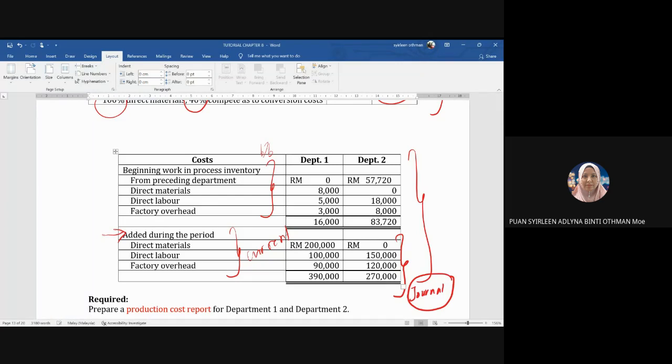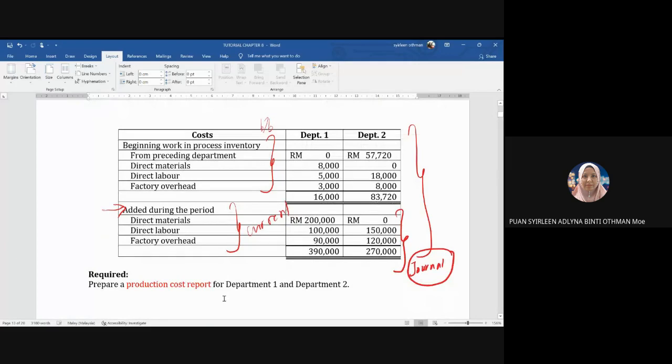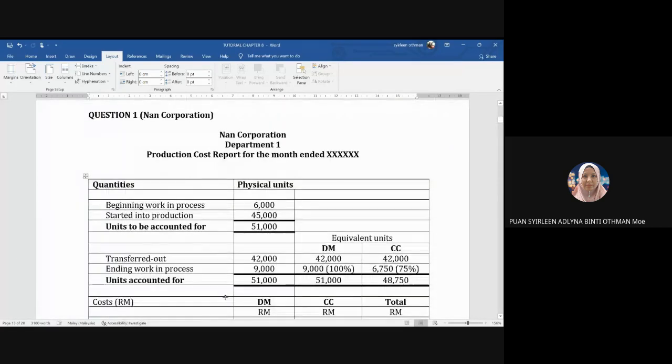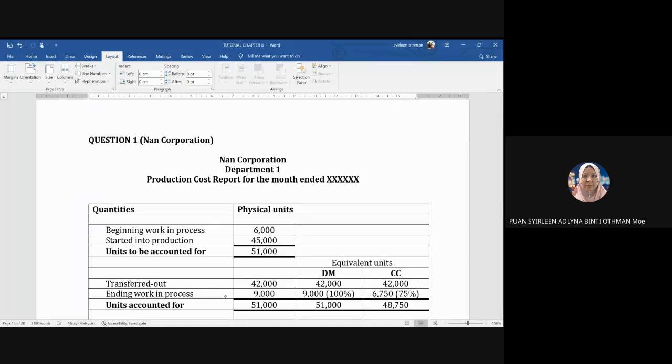Added during the period adalah cost yang dimasukkan semasa production berlaku. That will be your current cost. Okay, alright. So we are supposed to prepare a cost report for Department 1 and Department 2. So saya tulis tajuk macam biasa, nama perniagaan. And the department. It's just that in this question, saya tak tahu dia ended bila. So I just leave it like that.